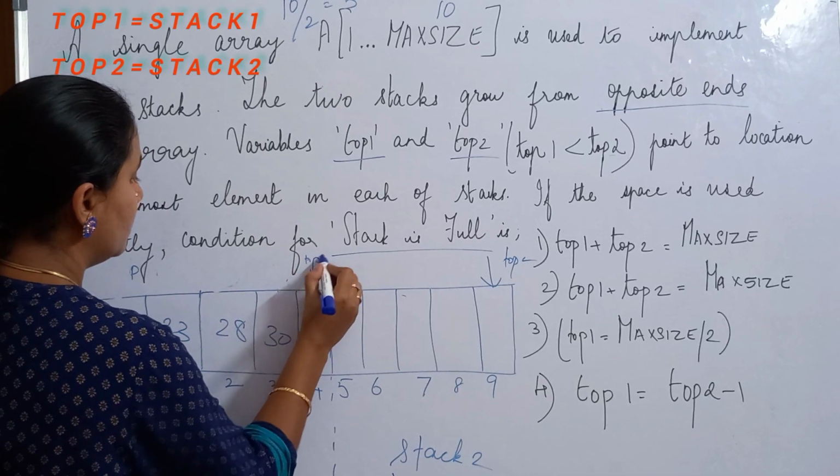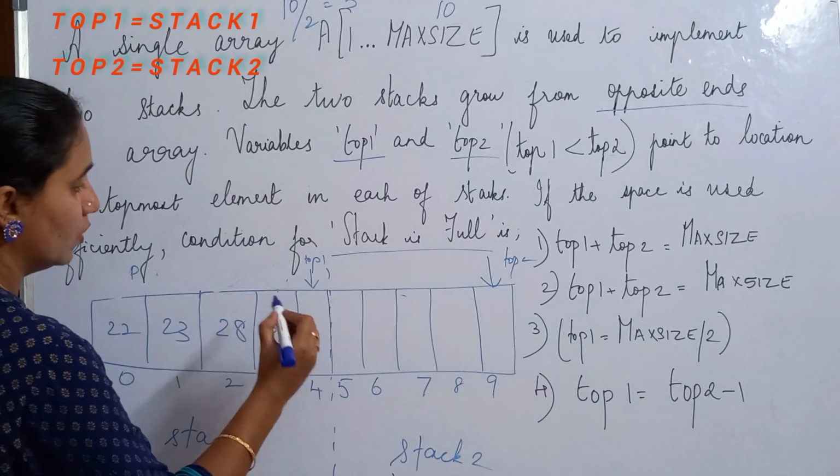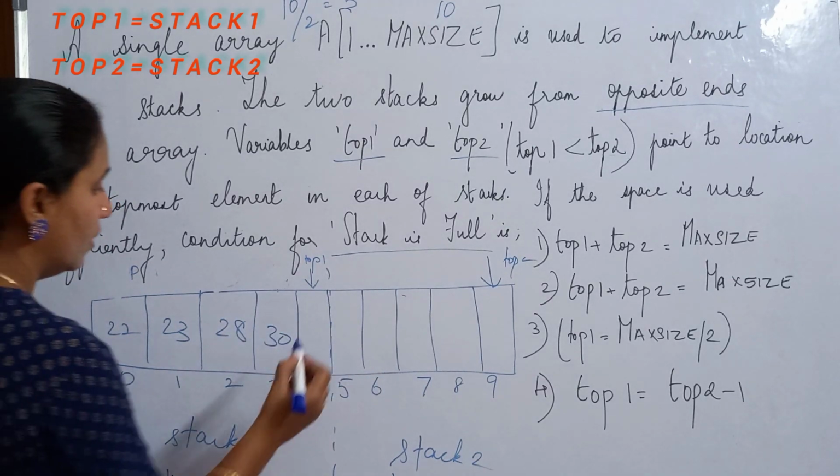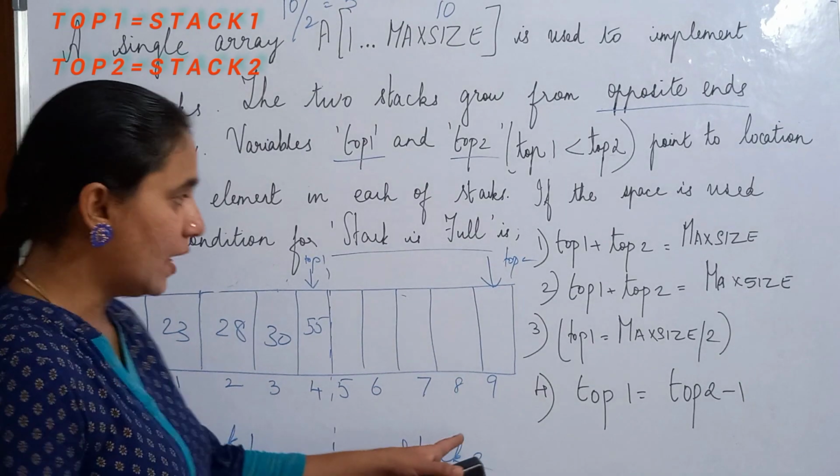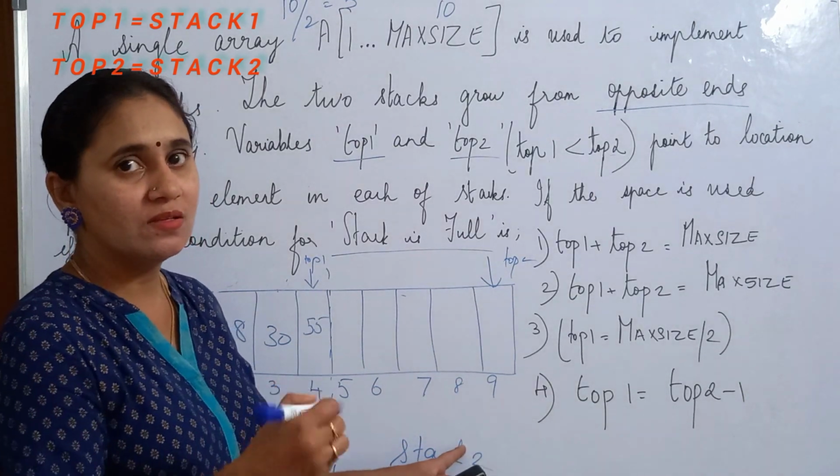So top 1 will be pointing to the topmost location. Let the value be 55. Like this, I have inserted. Now in stack 2, I am going to start inserting the value.